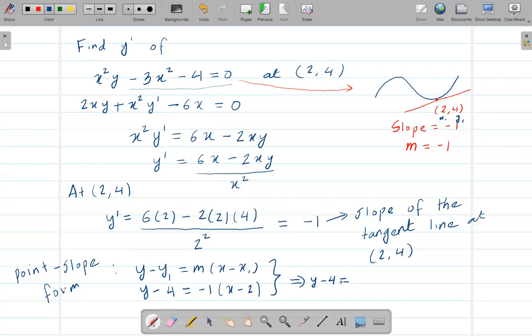if I distribute this -1, this will give negative x plus 2. So from here I can move this to the other side, which will give us y is equal to negative x plus 6, right?